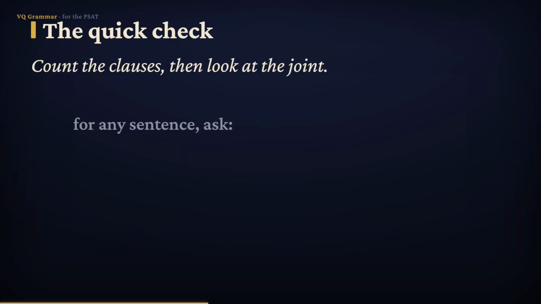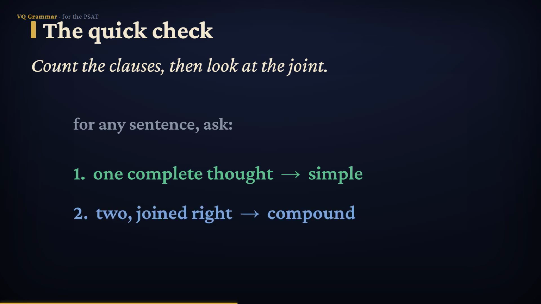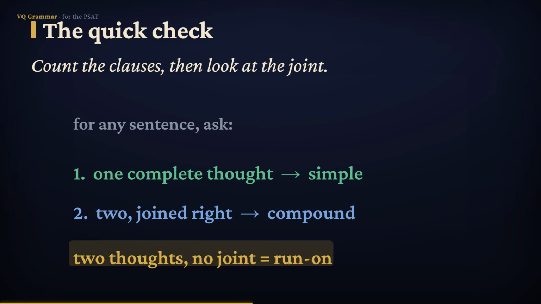So here's your quick check for any sentence. First, count the complete thoughts. If there's just one, it's simple, even if a subject or verb doubles up. If there are two complete thoughts, look at how they're joined. Joined with a comma plus a conjunction, or with a semicolon, then it's compound, done correctly. But if two complete thoughts are jammed together with no comma plus conjunction and no semicolon, that's a run-on, and it needs a fix. Count the thoughts, then check the joint.